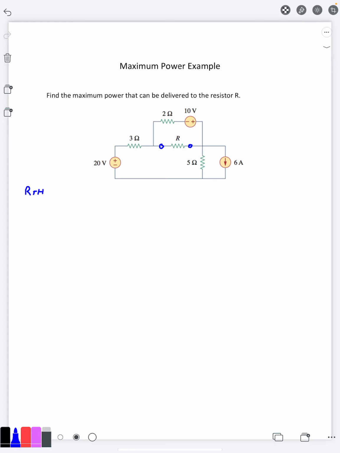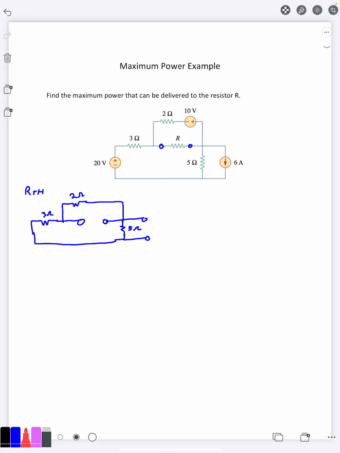So a 20 volt voltage source going to 0 is going to be a short. I have my 3 ohms here. Again, I have this open circuit at R. Then I have a 2 ohm one up here, and a 10 volt source. I want to make it 0 volts, which is a short. I have a 5 ohms coming down here. And then this current source, I want that to be 0 amps, which means it's an open there.